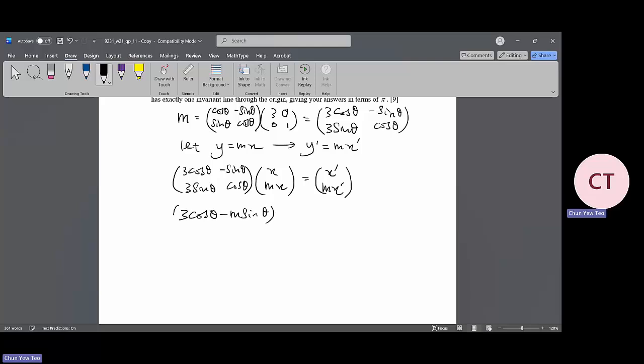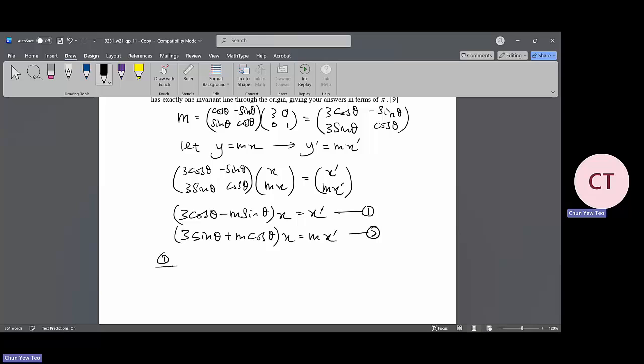We can factorize the x out, and it's equal to x. Then for the second component over here, it will be 3 sine theta plus m cos theta x is equal to the m x prime. So this will be equation 1. This will be equation 2.